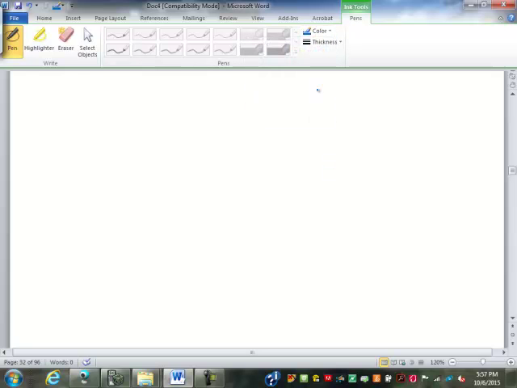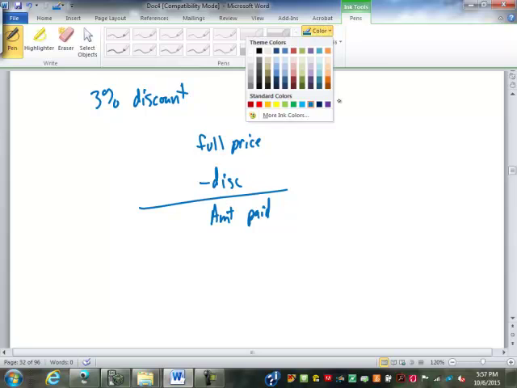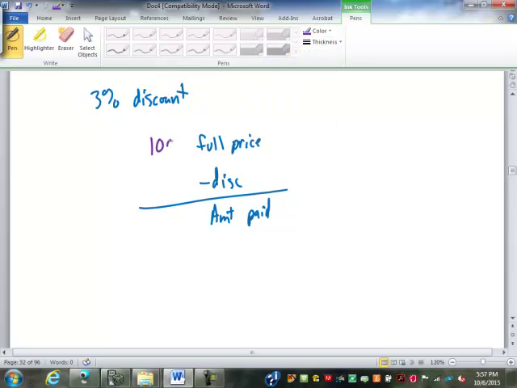Why do you subtract it from 100 versus just using 0.03? So if you have a 3% discount, why do you subtract it from 100? Well, remember you have the full price minus the discount to get the amount that you pay. And if you're looking at the percents, of course, full price is 100%. If you have a 3% discount, what you're paying is 97%.